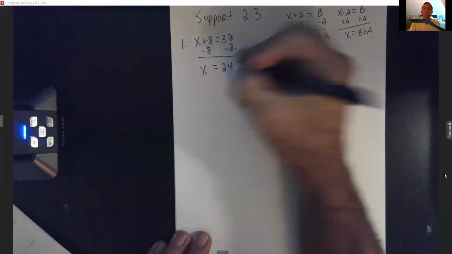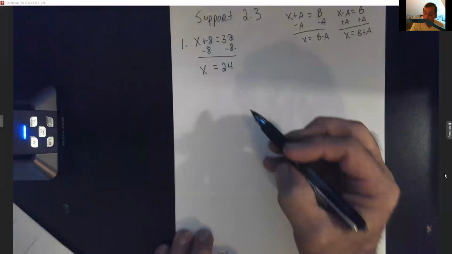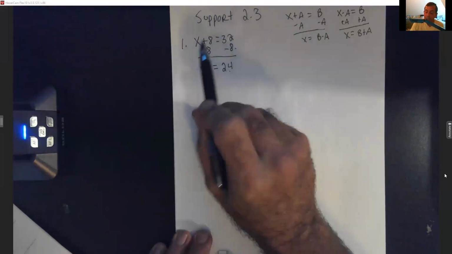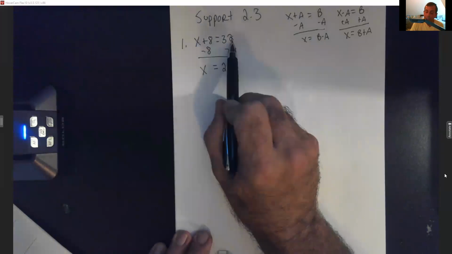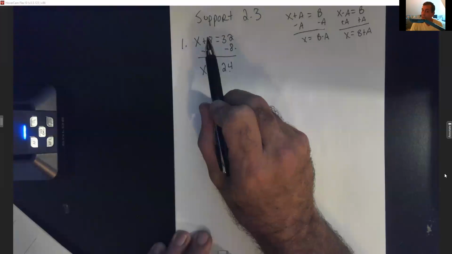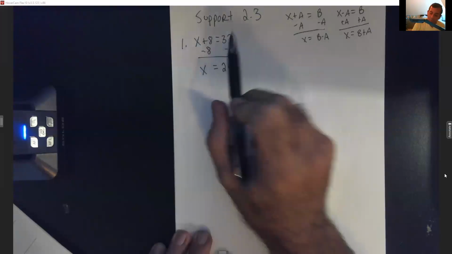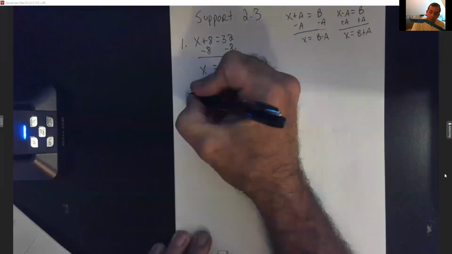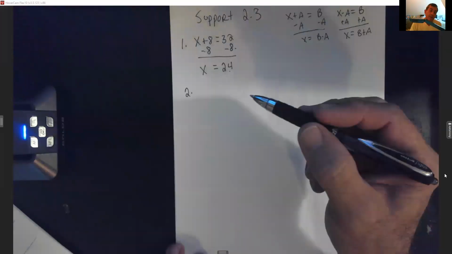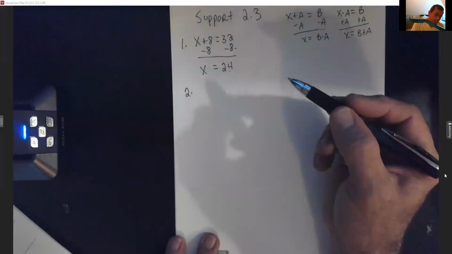which is 24. Now to check your answer, you would put the 24 back in for the x. So 24 plus 8, does that equal 32? Yes, 24 plus 8 is 32. So you get 32 equals 32, which is true. If your answers make that false, then you got to start over and find the right answer, okay? All right, so watch this one.